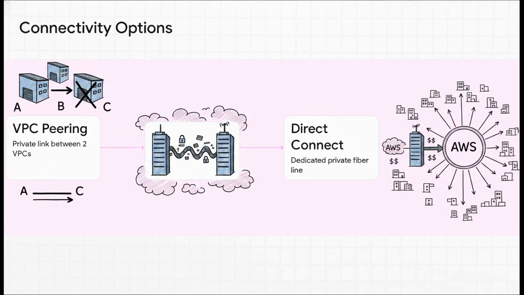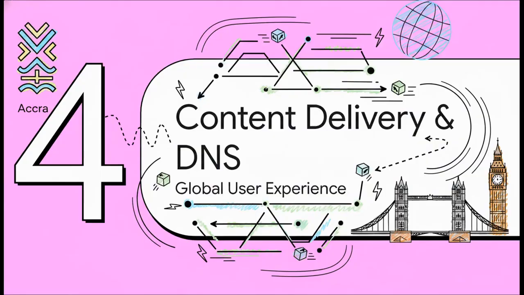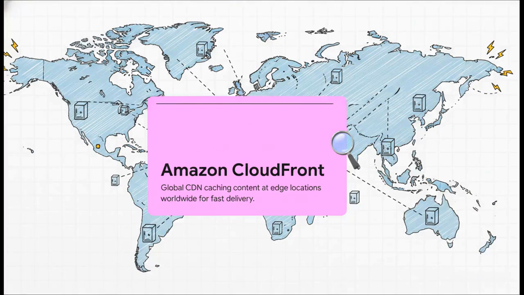Finally, when you've grown to hundreds of warehouses, you bring in a transit gateway. It acts as a massive central dispatch hub that easily connects thousands of networks, so you don't end up with a tangled web of individual links. All right, Section 4, Content Delivery and DNS. Okay, so how do we deliver packages instantly to customers worldwide?